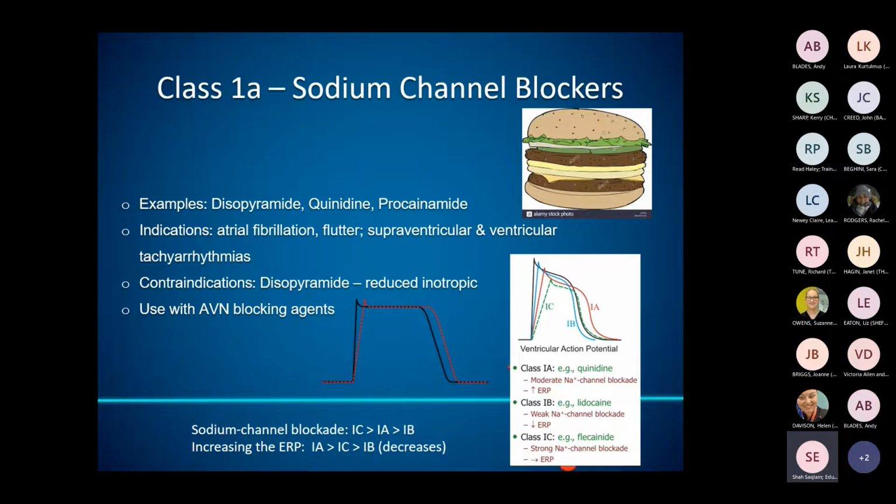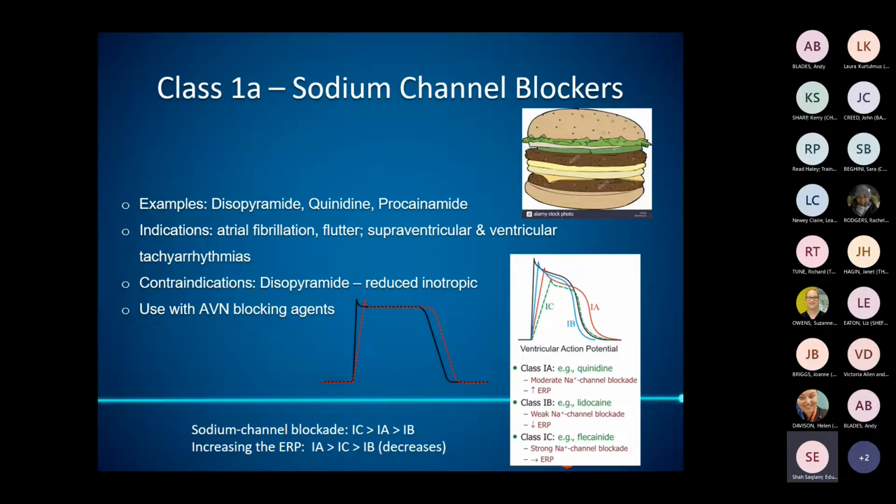A couple of indications listed there. We tend to use disopyramide in some patients with hypertrophic obstructive cardiomyopathies as well. But it's also important to use AV blocking drugs. I'll come back to why that's the case in a minute.